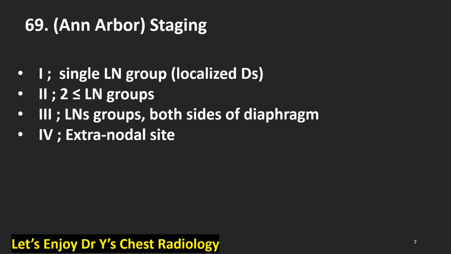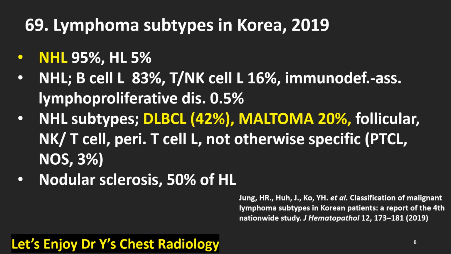In 2019 in Korea, there was a nationwide survey about the lymphoma subtypes. 95% were non-Hodgkin's lymphoma, Hodgkin's lymphoma 5%. Among non-Hodgkin's lymphoma, B-cell lymphoma was 83% and T-cell, NK cell lymphoma was 16%. Among non-Hodgkin's lymphoma subtypes, diffuse large B-cell lymphoma occupied 42%, myeloma 20%. Nodular sclerosis type was 50% of Hodgkin's disease.